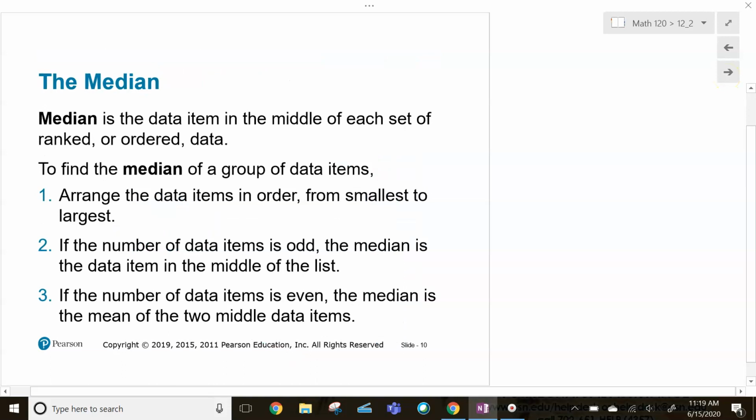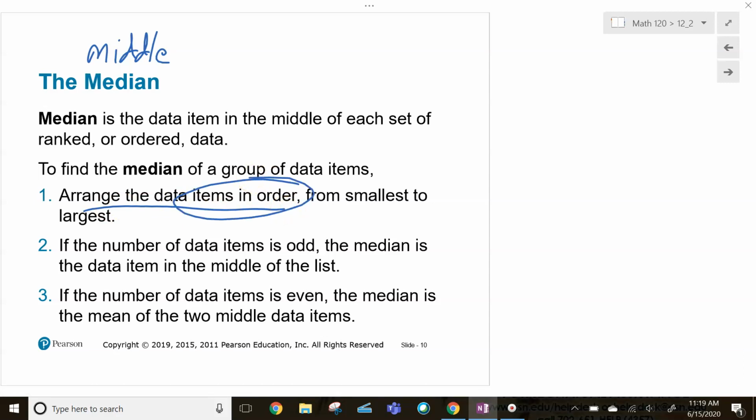All right, median. When you hear median, think middle. Who's the middle number? So the first thing you want to do is arrange them in order, smallest to largest. Don't forget to do this. Put them in order. Number two, if there's an odd amount, the median will be the one in the middle. I'll do an odd one first. If there's an even amount, then it's the mean of the two middle data items.